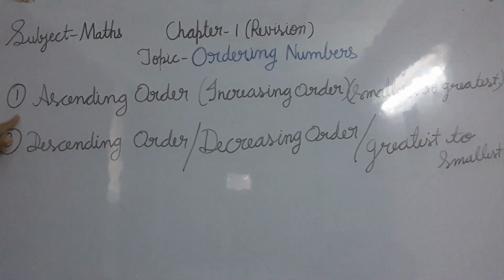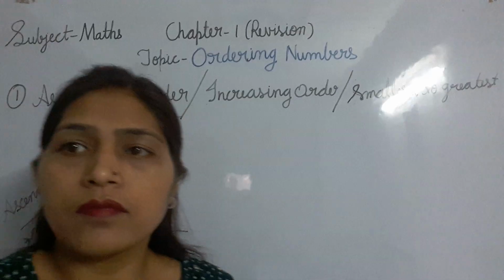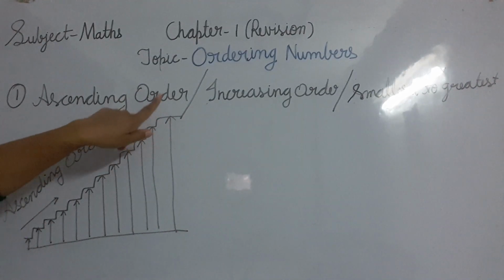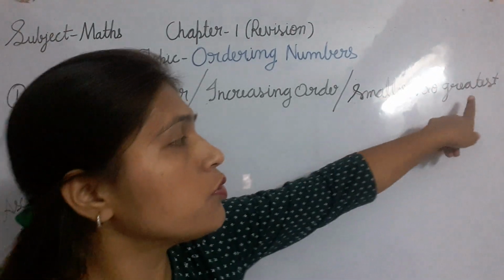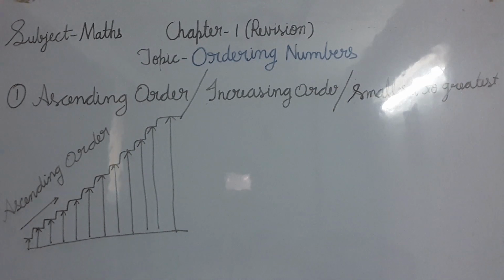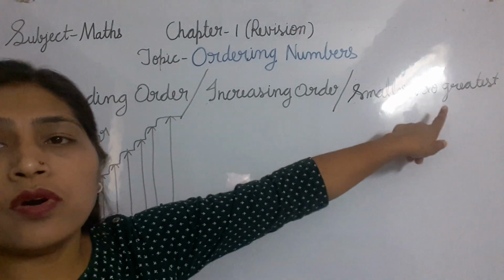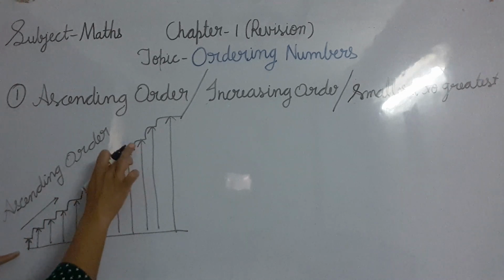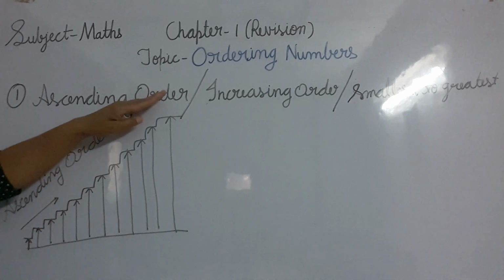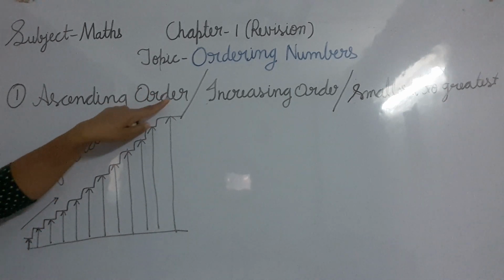Clear? So now let's start with ascending order. What is the meaning of ascending or increasing? Smallest to greatest. It means we have to arrange the numbers from smallest to greatest. One nice example of ascending order is climbing stairs. When you climb the stairs, you start from the lowest stair, and gradually, as you climb up, the height is increasing.